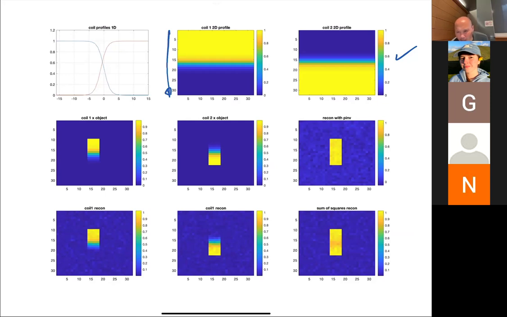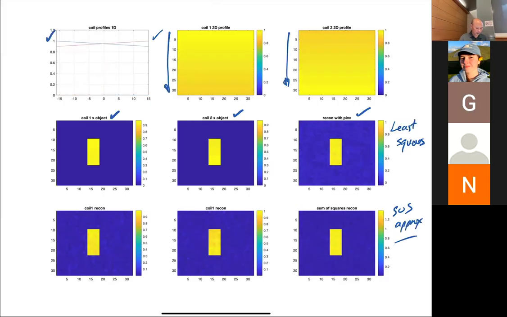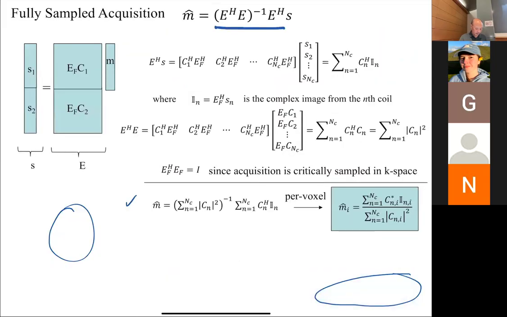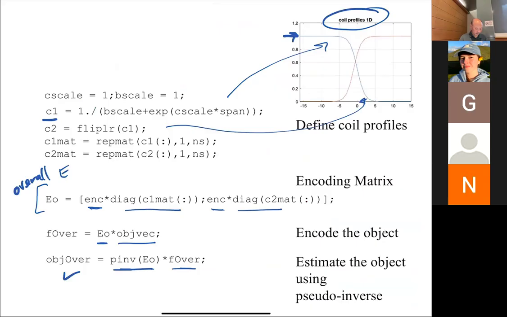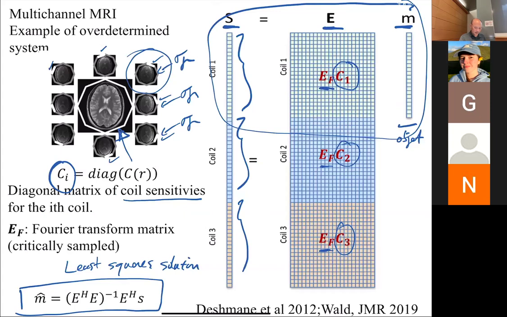Well, there was a question: what is F over again? Which slide was that on? Oh, F over is just this thing here. This is just the Fourier transform of my object. Basically, I'm taking my object, and it's this S here. So this is what the F over is.